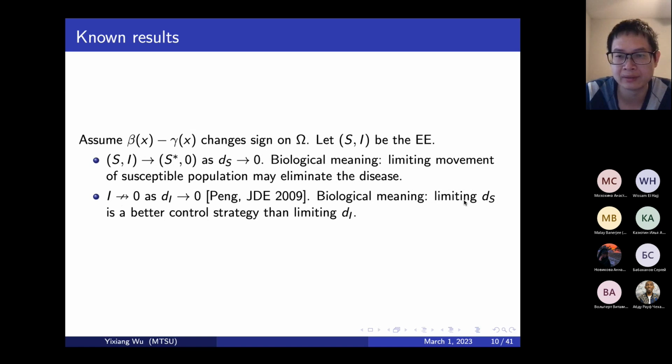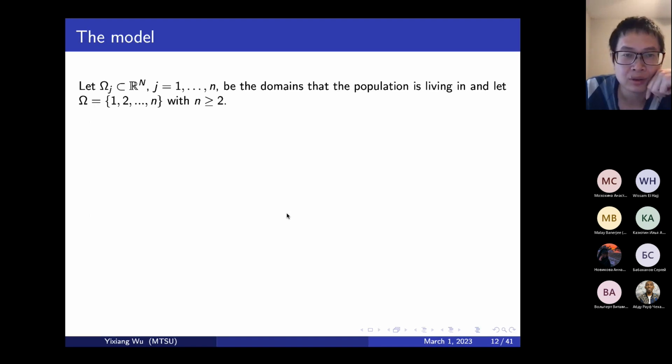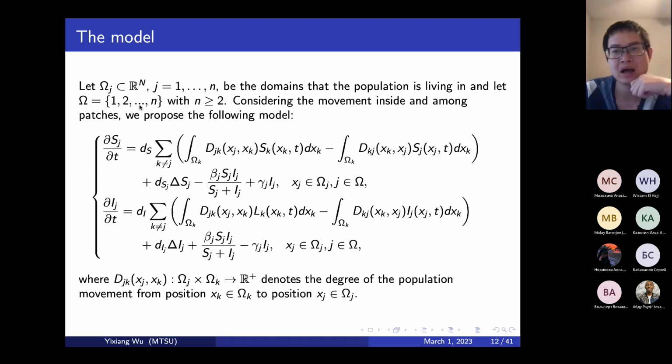So, again, limiting DS is a better control strategy than limiting DI. Now I'm able to present our model. We assume people are living in different domains. Here, let omega j be the domains that the people are living in, and let omega be the collection of all domain labels. Then the model we propose is as follows.